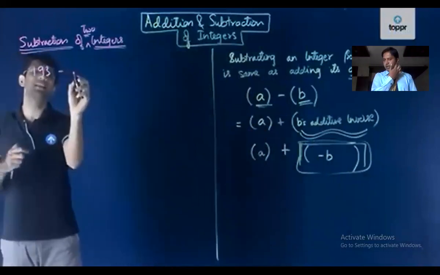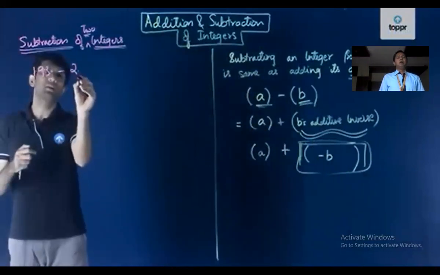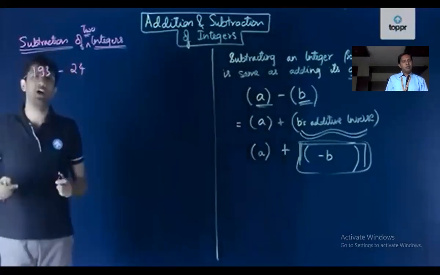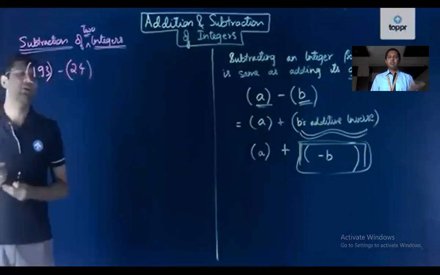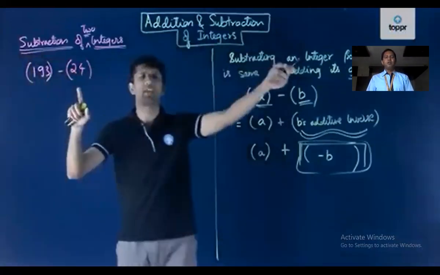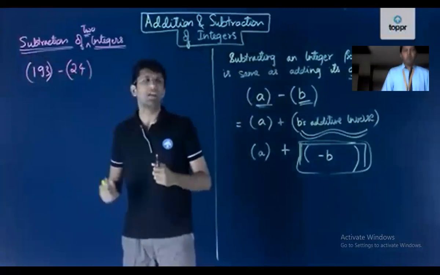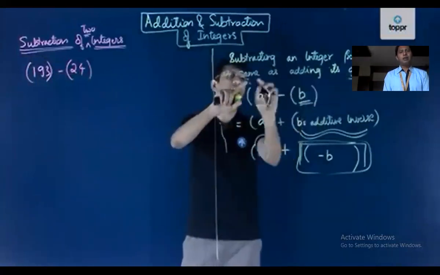Let's discuss the four different cases of subtraction as well. We'll have 109 and 24. We need to subtract 24 from 109. This is simple subtraction as you did in the previous classes as well. We need to subtract 24 from 109.